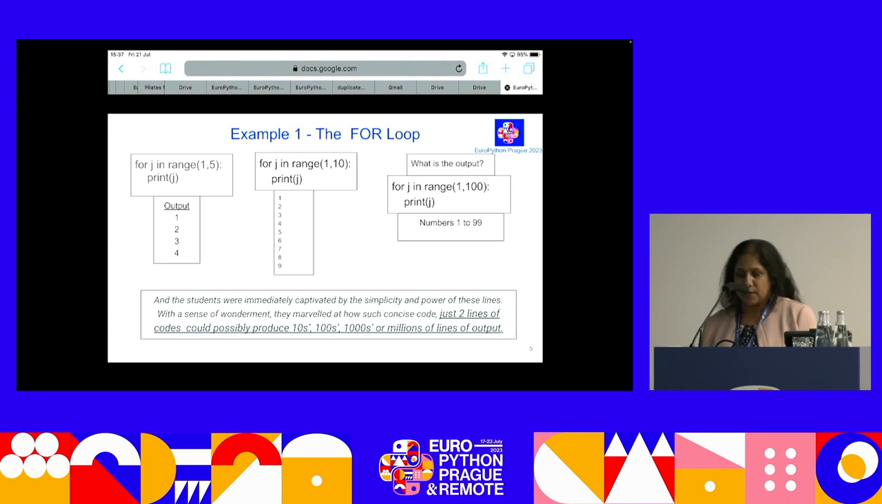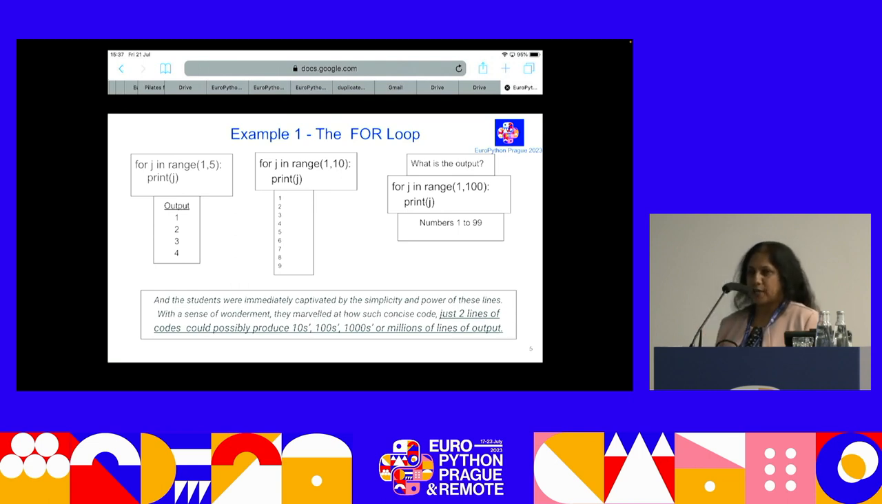And then I asked the young people, do you understand? Now, to my surprise, all 24 young students in the class nodded in unison and quite happily. Then we changed the number 5 to 10. So we got for j in range 1, 10, print j. And what did it give? I asked them. "1, 2, 3, 4, 5, 6, 7, 8, 9," they replied happily.